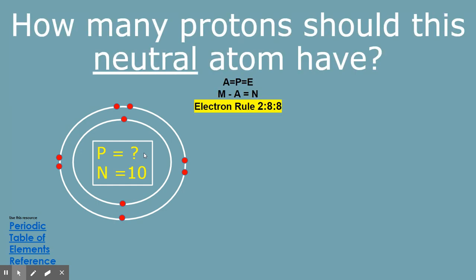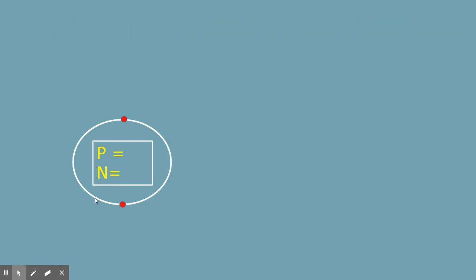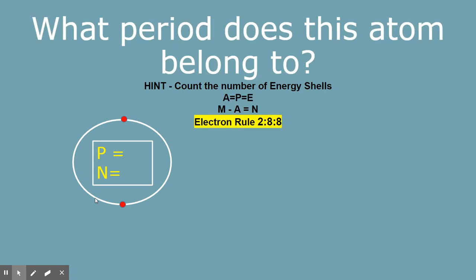So how many protons would this neutral atom have? All right, so remember, A equals P equals E. So if they don't give you protons, if you count the number of electrons, it will tell you how many protons there are. So 1, 2, 3, 4, 5, 6, 7, 8, 9. So there are 9 electrons. That means there are 9 protons. And if there are 9 protons, that means this atom is atomic number 9 on the periodic table, which is fluorine. What period does this atom belong to?